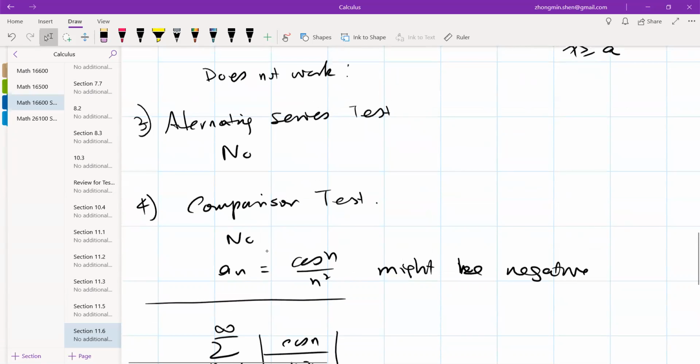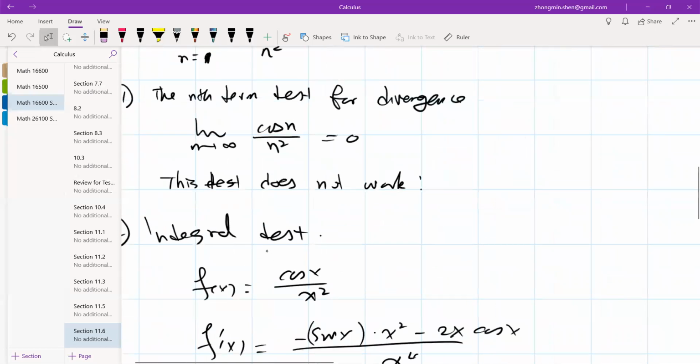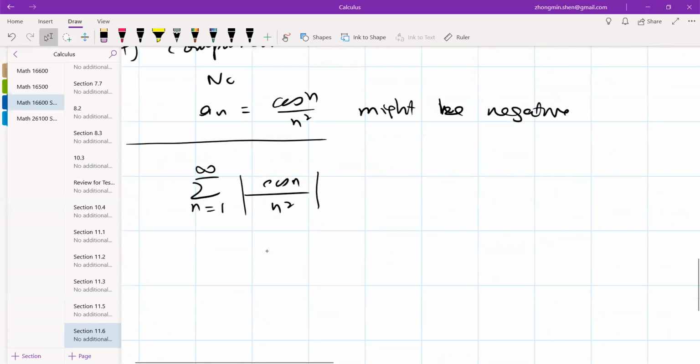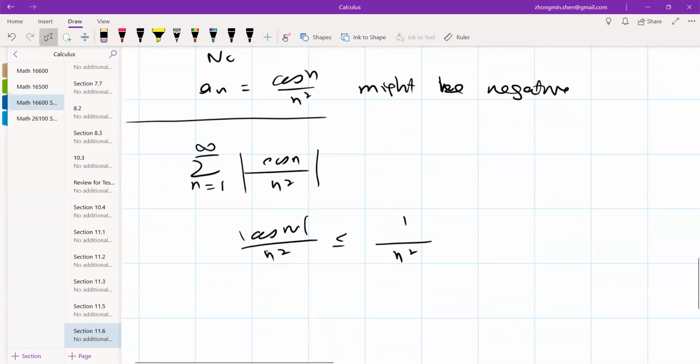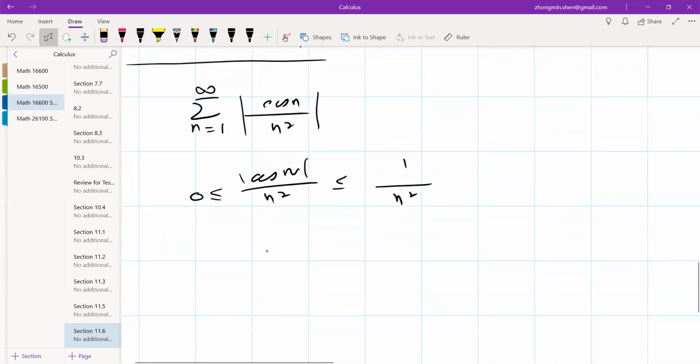Look at it, okay, it's not an alternating series, the integral test does not work, right? And the first one doesn't work, but the last one, the comparison test, maybe works. So the absolute value of cosine n over n squared is less than or equal to 1 over n squared, because the absolute value of cosine n is less than or equal to 1. Now this is our b_n. This side is greater than 0.